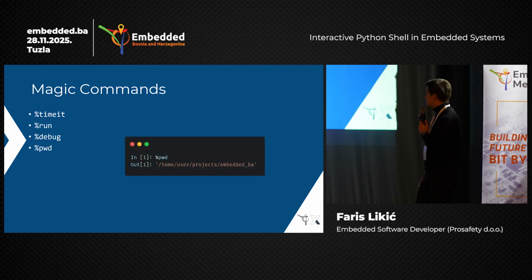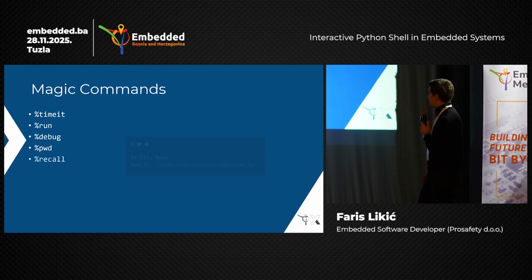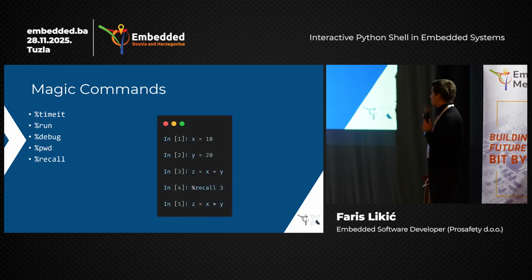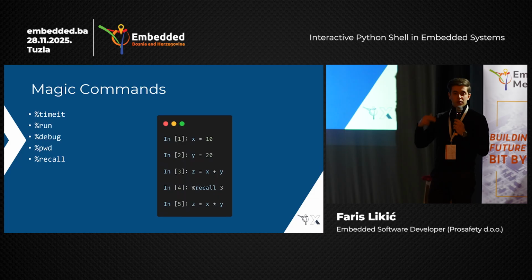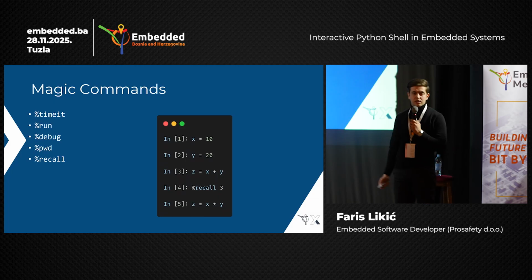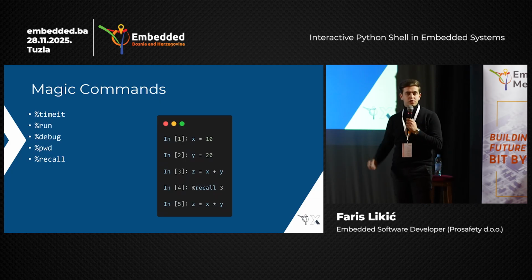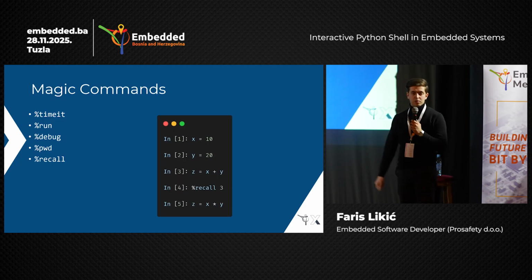pwd, it tells you your current working directory. Recall is another one. As you can see, all of these inputs in the interactive Python shell have this number assigned to them. This is the, let's say, cell which they belong to. And let's say I made a mistake in cell number 3. Instead of adding these two numbers together, I wanted to multiply them. I can just say recall 3, and it's going to give me the exact input I gave. And then I can correct it and do whatever I want with it. Of course, this is a simple example, but imagine you have a big formula that you need, I don't know, to change some kind of a minus somewhere. It's going to be very useful.